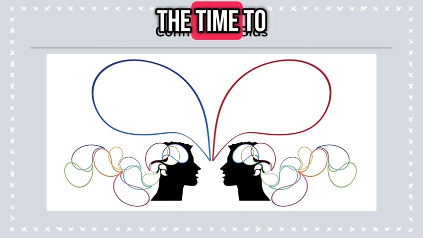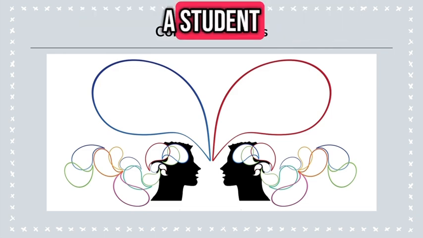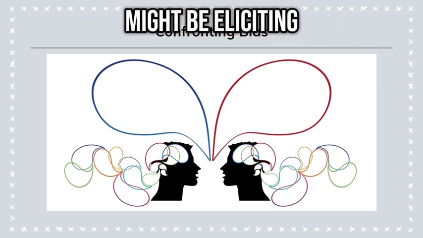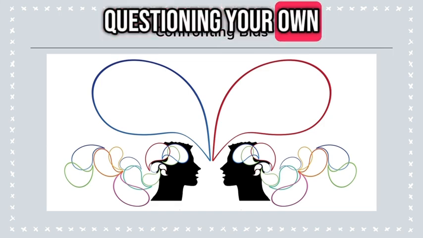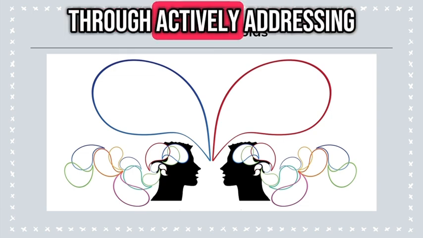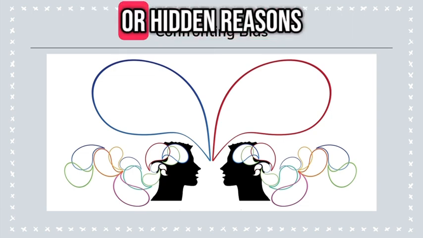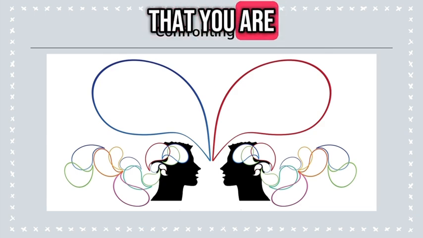Educators should take the time to ask themselves what characteristics about a student or a colleague might be eliciting a certain reaction and why. By questioning your own actions in the classroom, it will allow you to confront bias through actively addressing any implicit or hidden reasons for why you might be responding in the manner that you are.